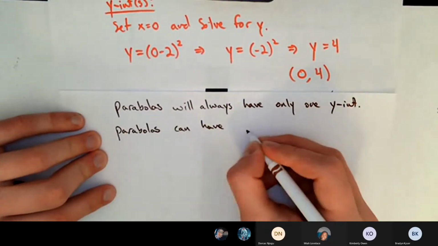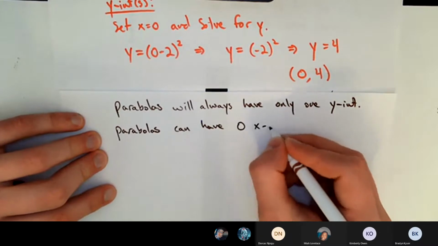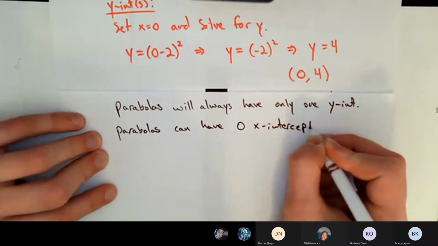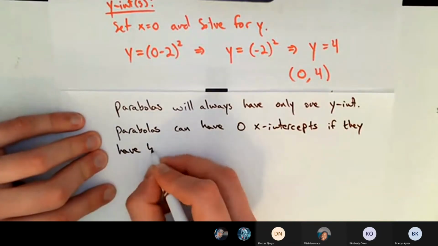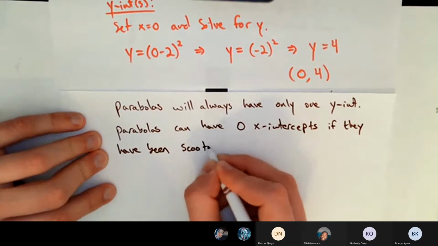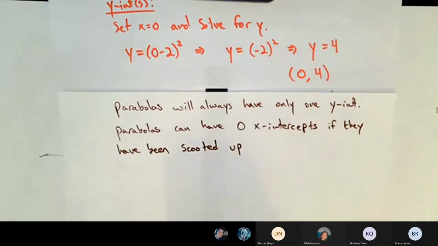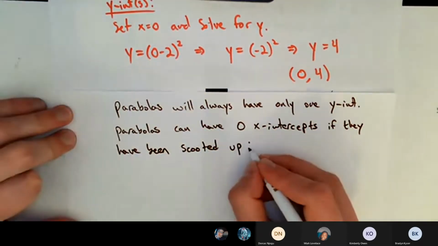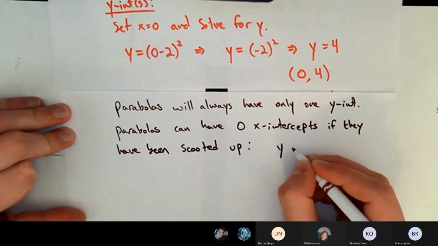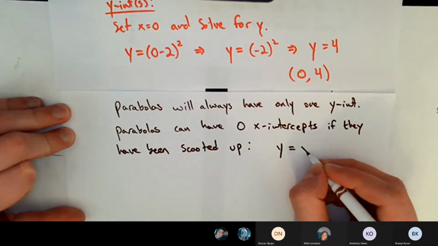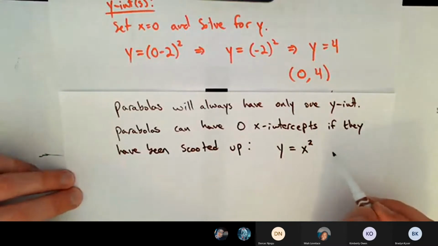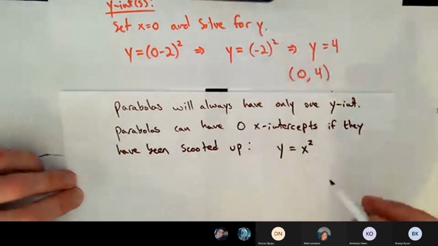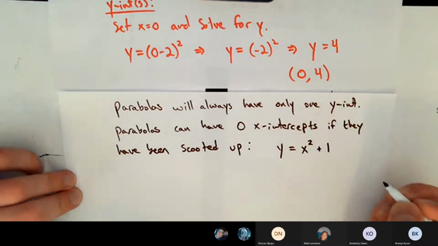Parabolas can have 0 x-intercepts if they have been scooted up. As a quick example of something that's been scooted up, in equation form, something like y equals... now, we saw one that was scooted down last time, and if you recall, how was it scooted down? It was like x squared minus 1, right? And that scooted it down by 1, so x squared plus 1.